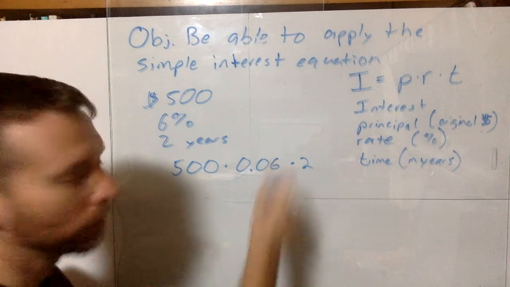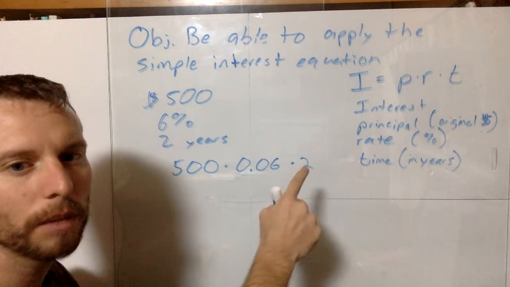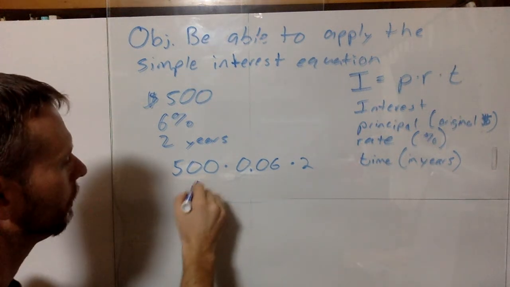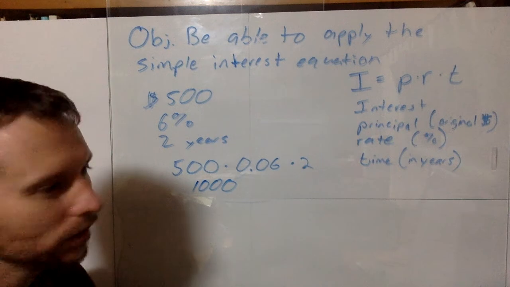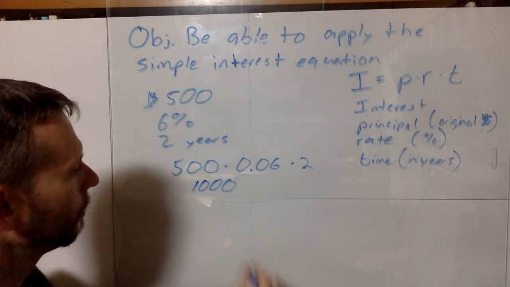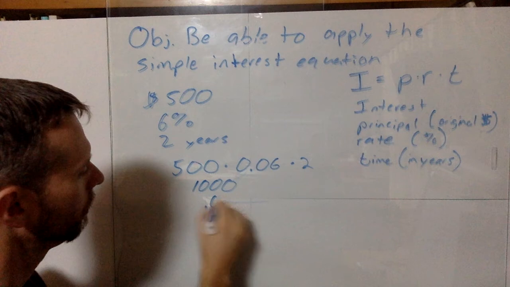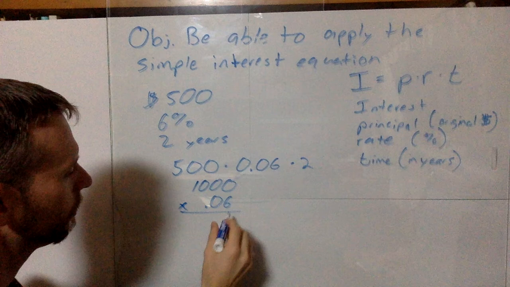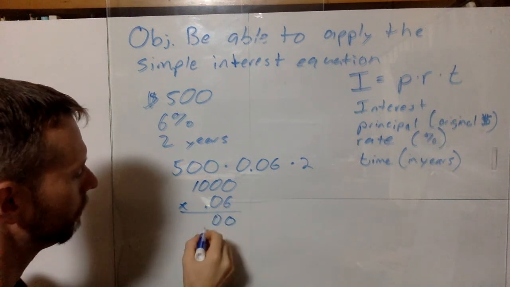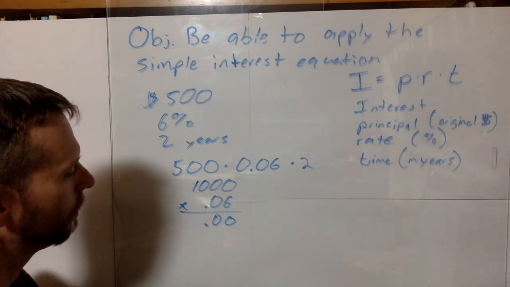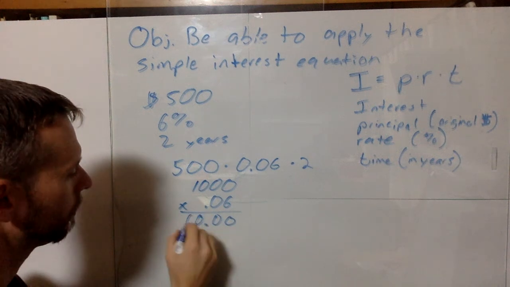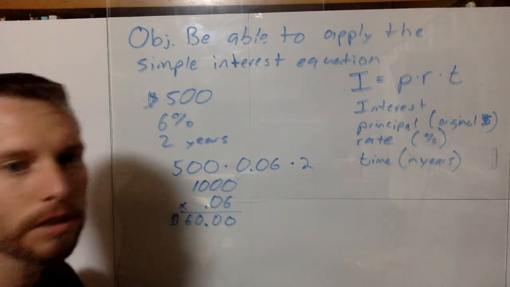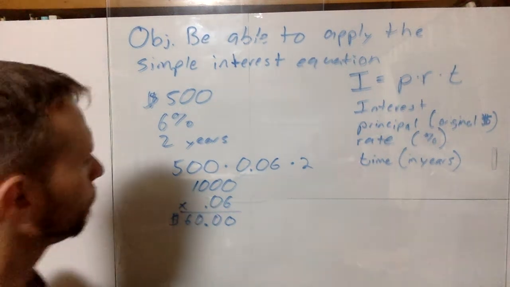Now I'm going to use some commutative property and then associative property. So I'm going to multiply the 2 and the 500 first and get 1,000. And then I'm going to multiply this 1,000 times 0.06. And so that goes 0, 0. We'll bring down the decimal here. 0, 6. So I'm going to earn $60 for that investment here.